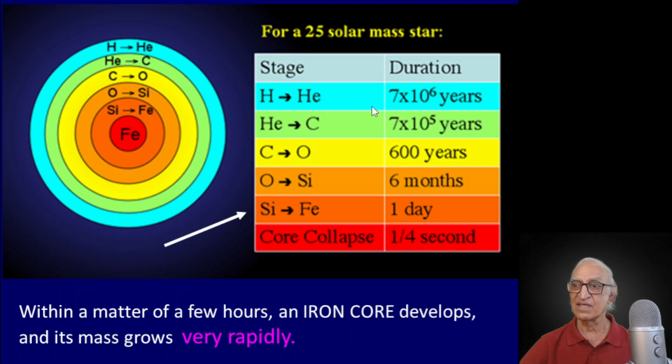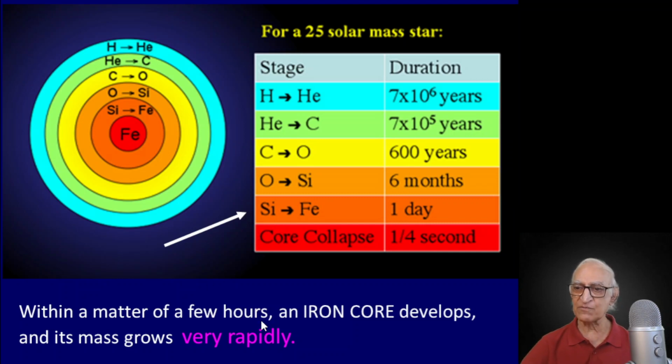Out of that, it has spent 7 million years converting hydrogen to helium, almost 1 million years converting helium to carbon. Carbon to oxygen takes only a few hundred years. Oxygen to silicon takes only a few months. And the final act of the stellar drama, when silicon is converted to iron, happens in about 8 to 10 hours. Can you believe a star has lived for 10 million years, and the final act of the drama is only 8 to 10 hours? And then it'll do something very dramatic.